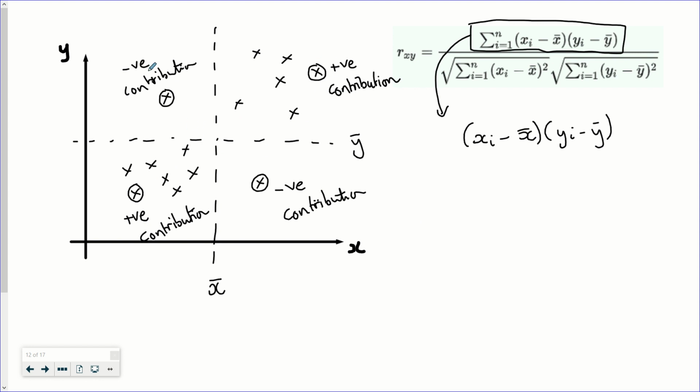And similarly, if you had lots of points in the negative contribution quadrant, then your correlation coefficient would be closer to -1. And we don't need to worry too much about this denominator, but that denominator basically makes sure that it can't go further than -1 or 1.